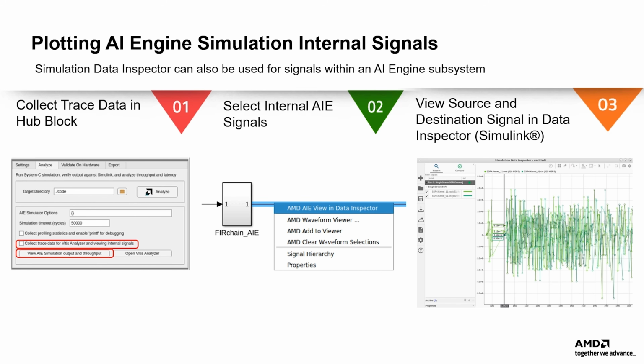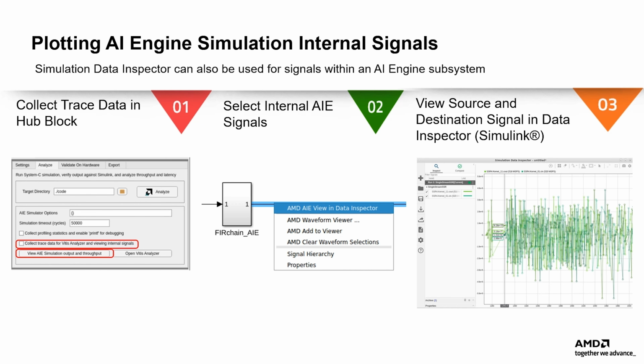The Simulation Data Inspector can also be used to plot and calculate throughput for signals within an AI Engine subsystem. To achieve this, first run AIE simulation with Collect Trace Data for Vitis Analyzer and viewing internal signals selected. Then, the signals must be selected by right-clicking and selecting AMD AI View in Data Inspector. You have the option to plot the signals at its source port, destination port, or both. These signals might differ in hardware due to latency, for example, buffers introduced in the signal.